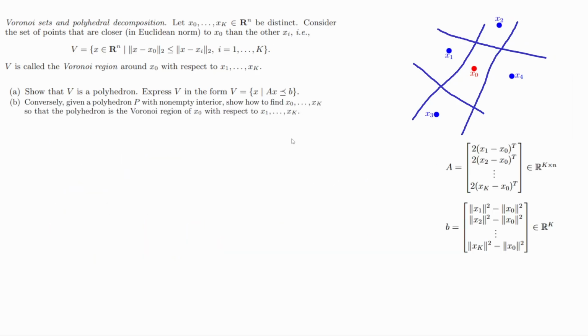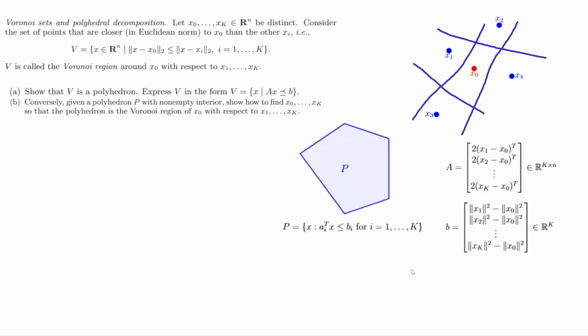Alright, so moving to part B flips the question around. We're given a polyhedron P this time with a non-empty interior. So we want to show how to find x0 through xk. We need to construct the points x0 through xk such that P is a Voronoi region of x0. I think this is cool because it shows that the relationship goes both ways, at least for individual regions. We'll see in part C that there are limits when we consider full decompositions.